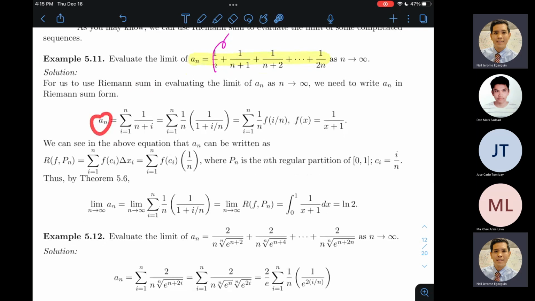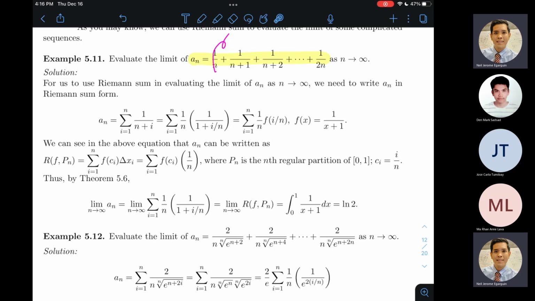So that a sub n can be written as the sum of 1 over n plus i, going from i equals 1 to little n. So ang first term nito happens when i is equal to 1. So we'll have n plus 1 in the denominator. So dito tayo dapat mag-start. Plus 1 over n plus 2 when i is equal to 2. And so on. When i is equal to n, the upper limit of the sum, this guy will be 1 over n plus n. So that's the terminal term in our finite sum over there. Okay? So maging 1 over 2n siya.